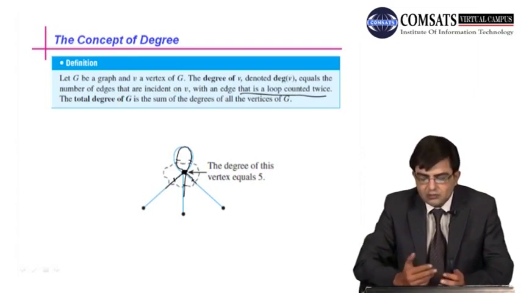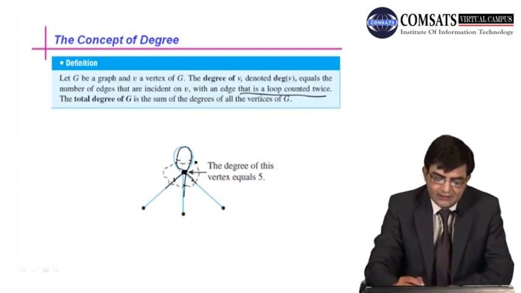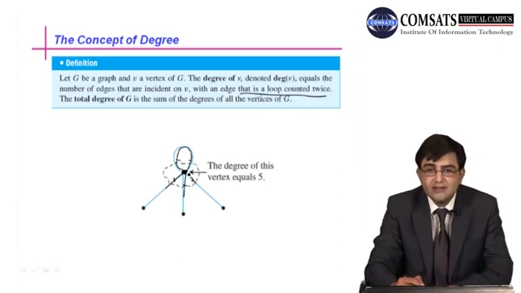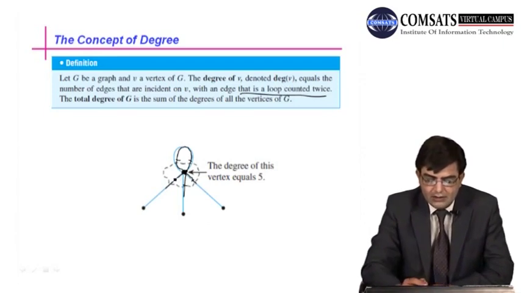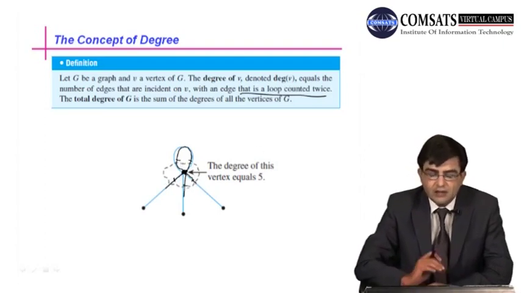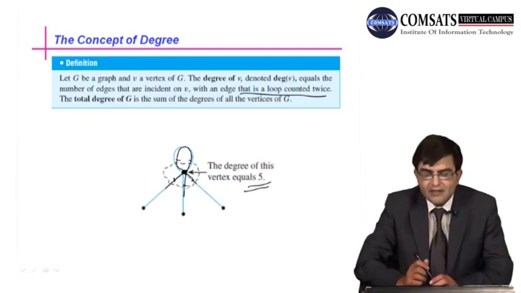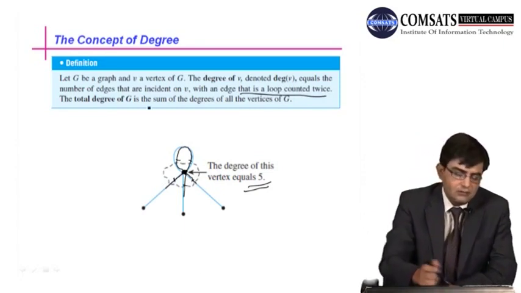हम लूप को दो दफ़ा काउंट करेंगे, that is, ये एज भी इंसिडेंट है और ये एज भी इंसिडेंट है, इस तरह. सो कितने एजेस जो हैं वो इंसिडेंट हैं इस वर्टेक्स पे? 1, 2, 3, 4, 5. So the degree of this vertex will be 5 because 5 edges are incident on this vertex. So this is basically the concept of degree.